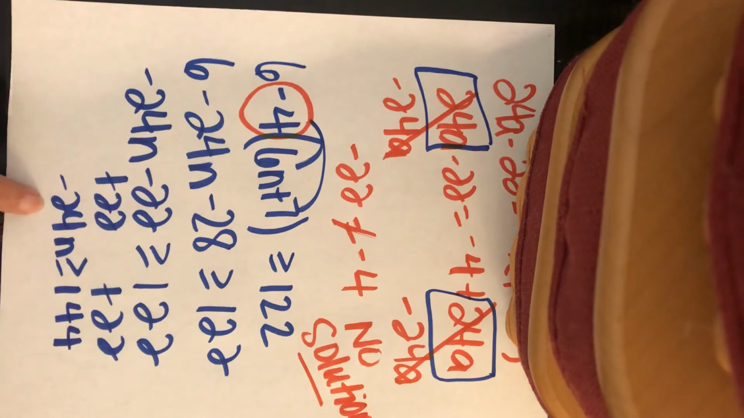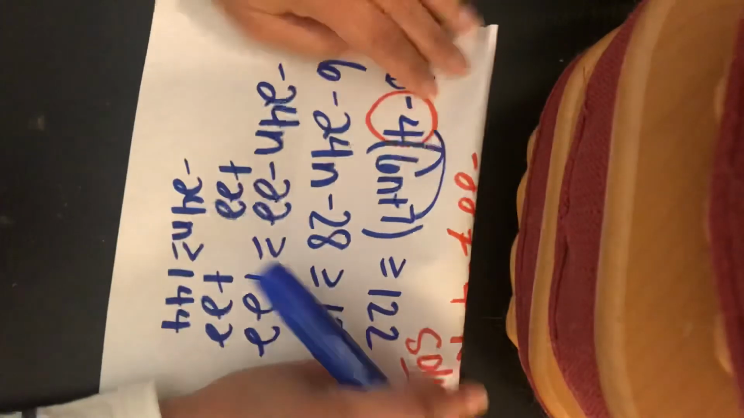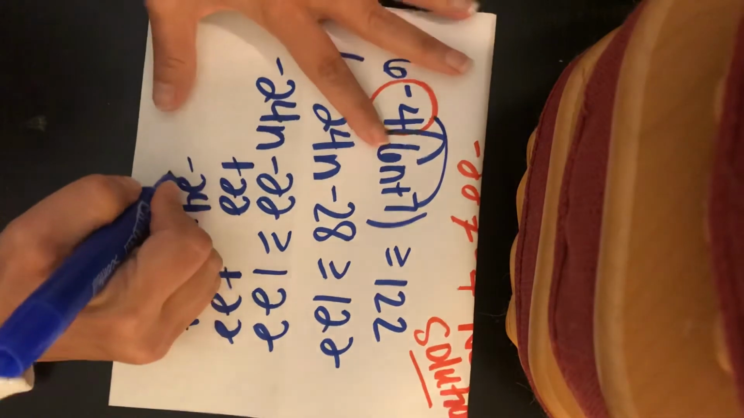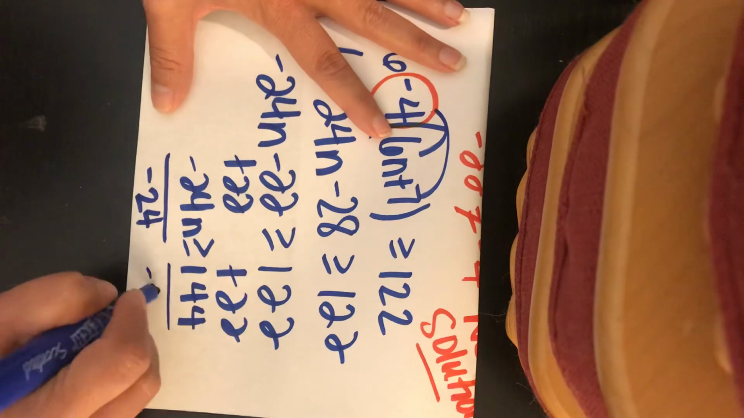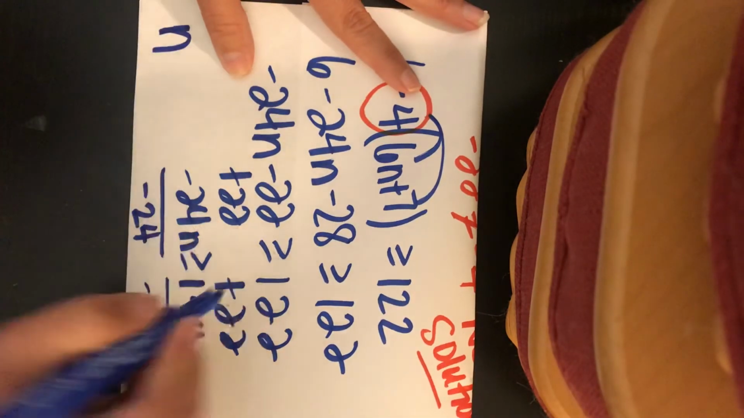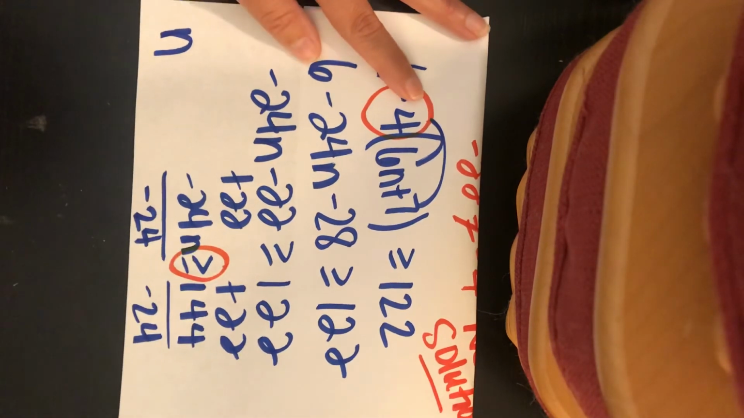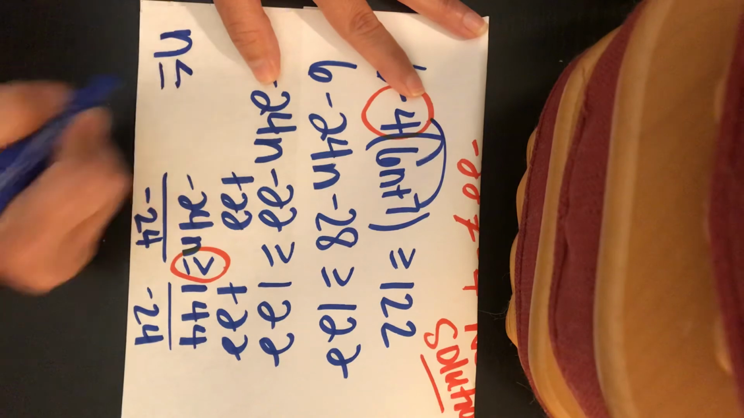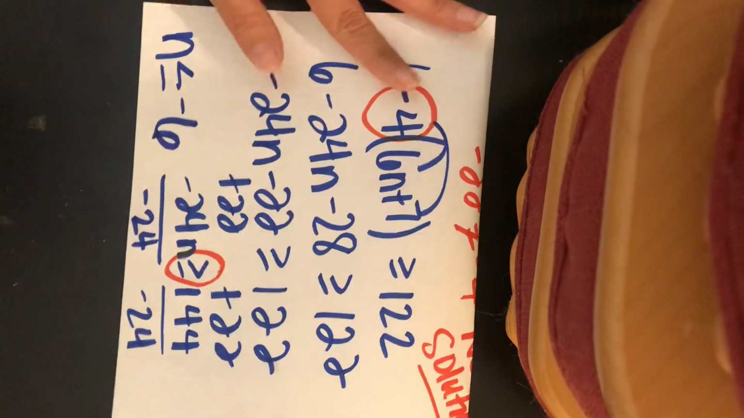Right now, my -24 and my n are being multiplied. In order to undo multiplication, I have to divide. But you should have that ding, ding, ding. I'm dividing by a negative, so what's going to happen? My sign that was greater than or equal to is now less than or equal to. And I have 144 being divided by -24, which is going to give me a -6.